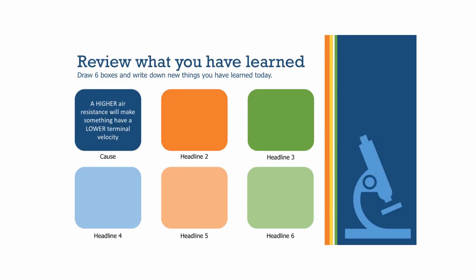So just before we go, as ever, if you can review what you have learned, so draw out your 6 boxes or add to the ones that you wrote earlier. So one of mine might be that a higher air resistance will make something have a lower terminal velocity. So something that has a lot of drag, that will then stop them from going as fast. That's why racing cars, for example, are really aerodynamic, because they want to reduce how much air resistance they have.